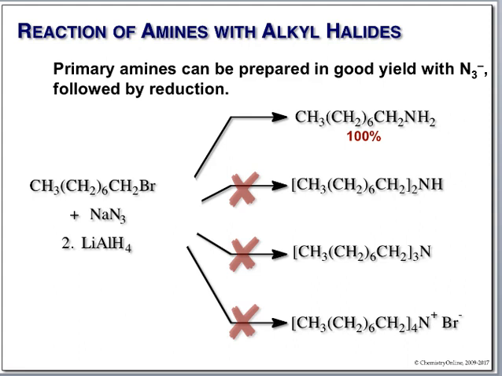If you took your bromooctane and reacted it with sodium azide, the N3 anion. N3 anion is a very good nucleophile. It will convert this into the corresponding azide at this carbon. Once you get the azide, you can react it with lithium aluminum hydride. You only do one substitution, 100% to the desired product.